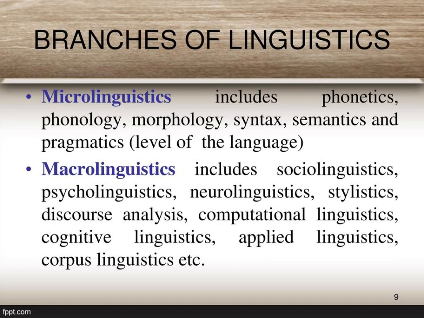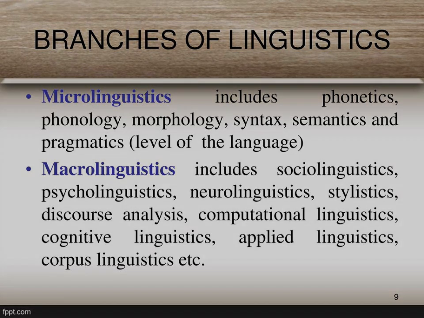There are some branches of linguistics which are majorly discussed in the concept of Introduction to Linguistics. These are discussed as microlinguistics. It includes phonetics, phonology, morphology, syntax, semantics, and pragmatics levels of the language. And the second major branch is macrolinguistics. It includes sociolinguistics, psycholinguistics, neurolinguistics, stylistics, discourse analysis, computational linguistics, cognitive linguistics, applied linguistics, corpus linguistics, etc.